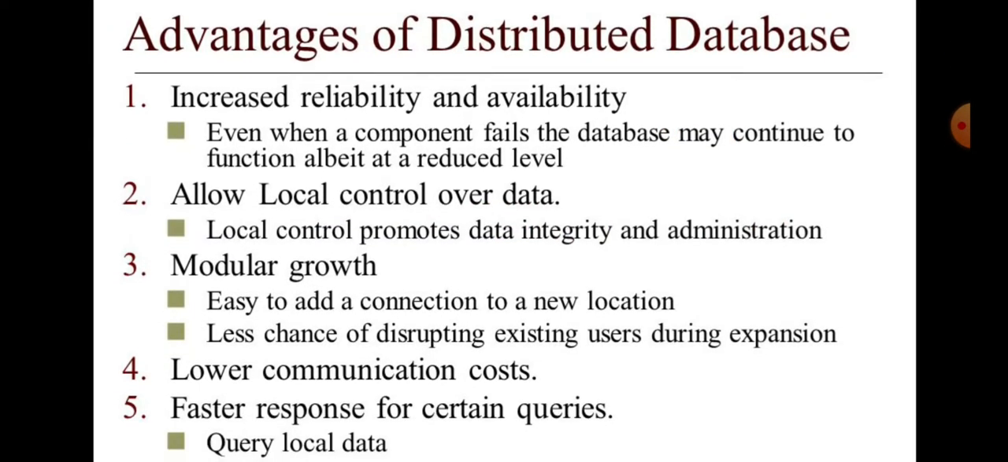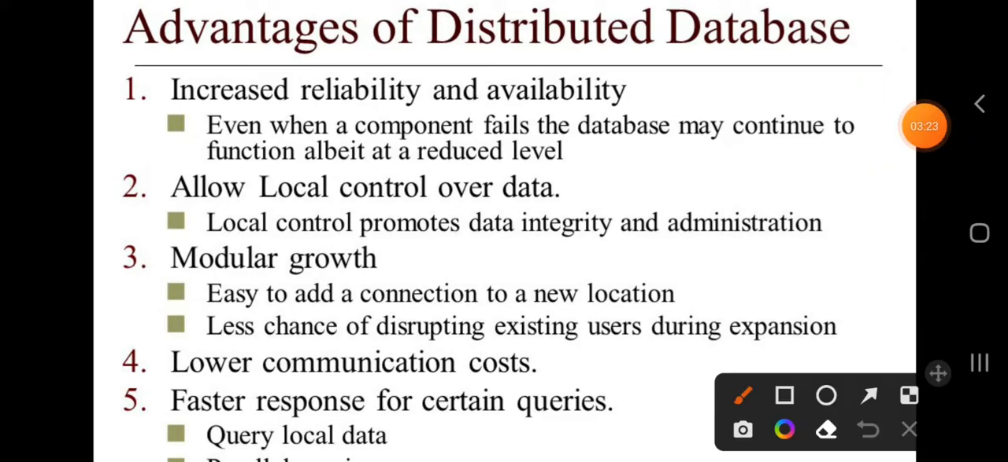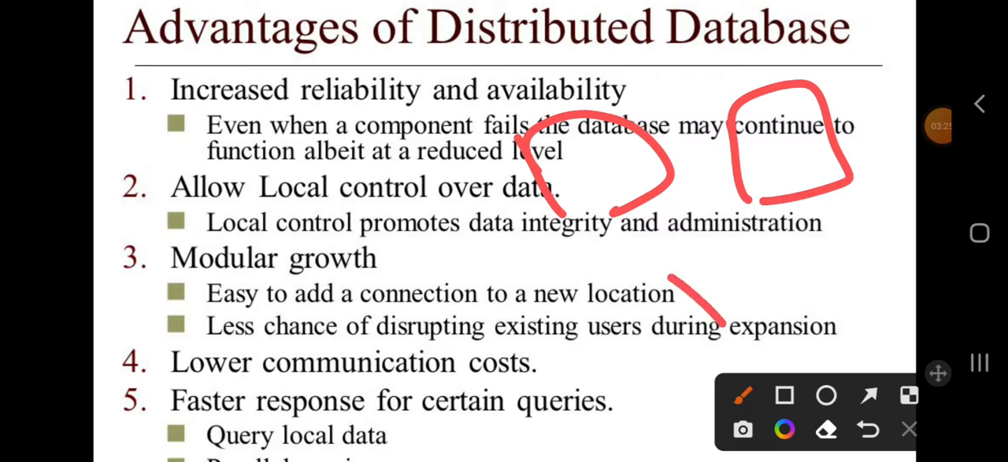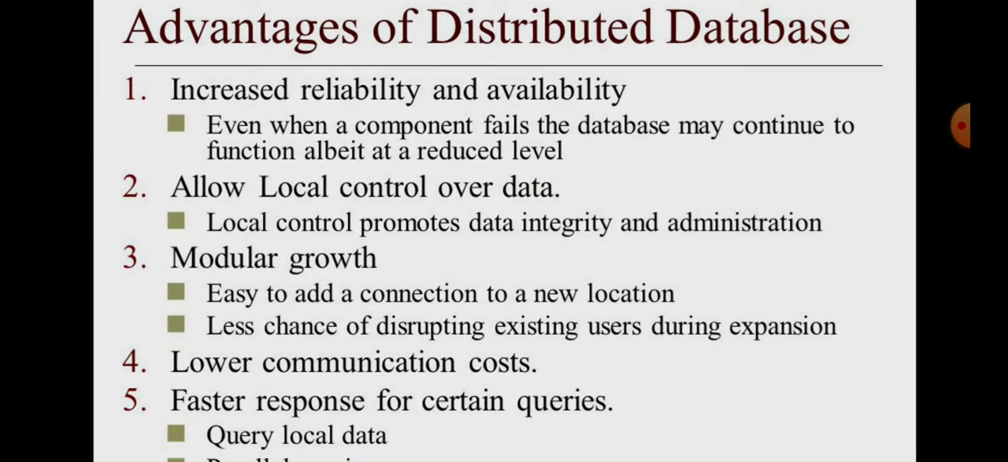And see, modular growth. To add a new system or a new connection into the network, you can easily add them. Why? Because you are not saving the database directly through one server. And there will be fewer chances of disruption to existing users during the expansion. Suppose I am adding one more computer which will share the database among the computers connected in the network, there will be no issue of disturbing the existing systems. You can easily add one system or another to the computer network. That is the major advantage.